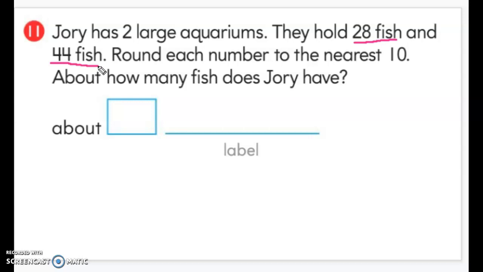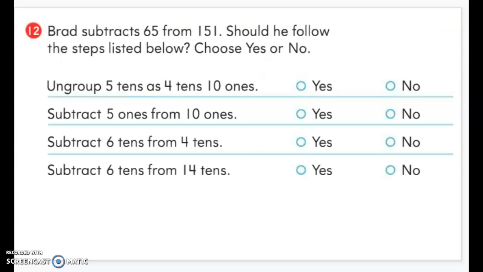So if you just do 44 plus 28, that's not the correct answer. You need to round to the nearest 10. 28 rounds down to 20 or up to 30. 44, does it round down to 40 or up to 50? Then you're going to add those 2 together and put your label. How many fish? Hit pause to solve and show your work. Hit play to go on to the next one.